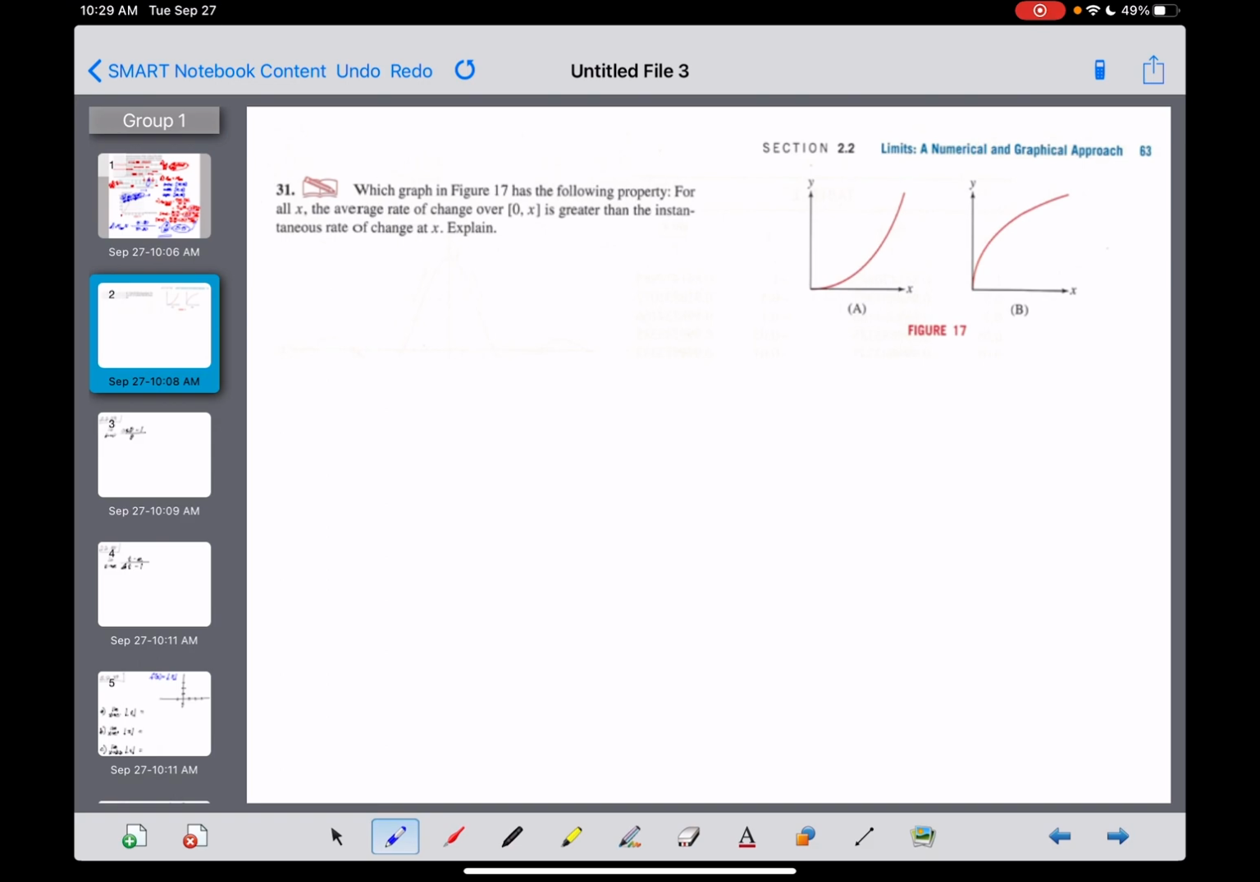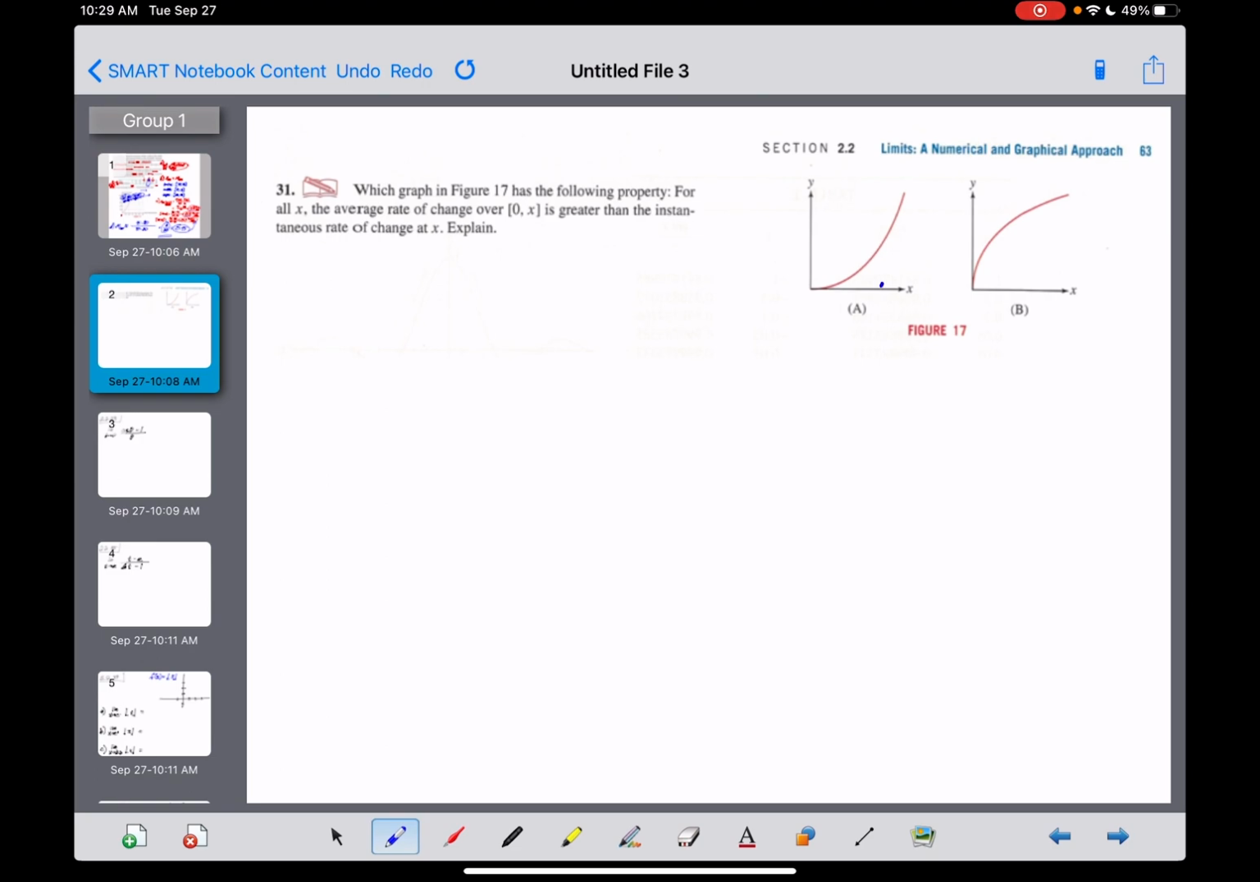Which graph in this figure has the following property? All right, for all x values in your domain, the average rate of change on the interval from 0 to x is greater than the instantaneous rate of change at x. And we're supposed to explain.